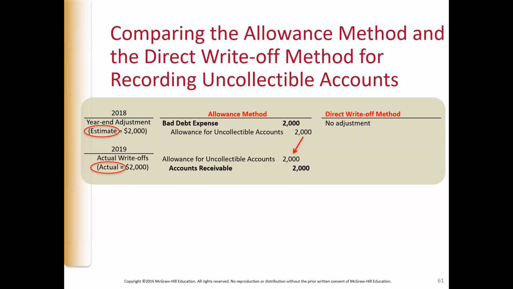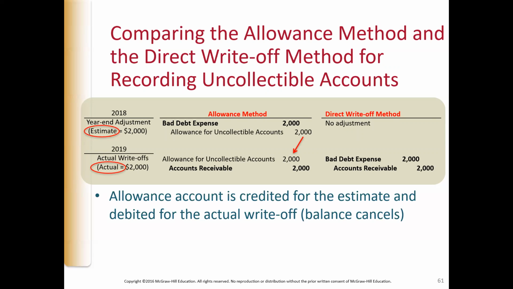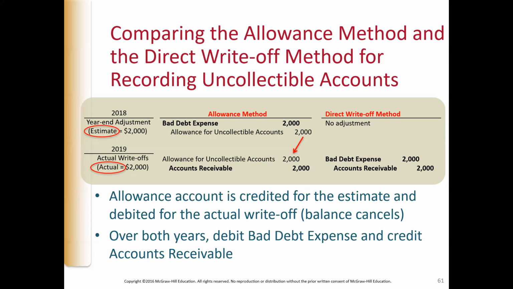Under the actual direct write-off method, you will show the bad debt expense and you would credit the accounts receivable. The allowance account is credited for the estimate and debited for the actual write-off when, under that allowance method, we actually write off an account. But under the direct write-off method, we debit our bad debt expense and we credit our accounts receivable. It's pretty straightforward.